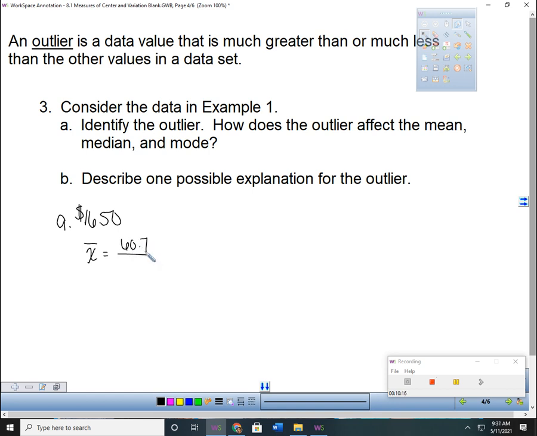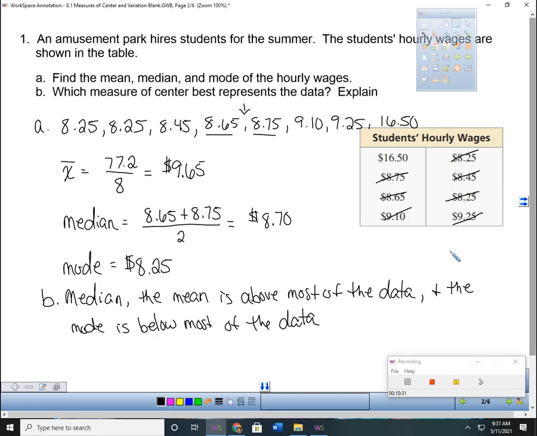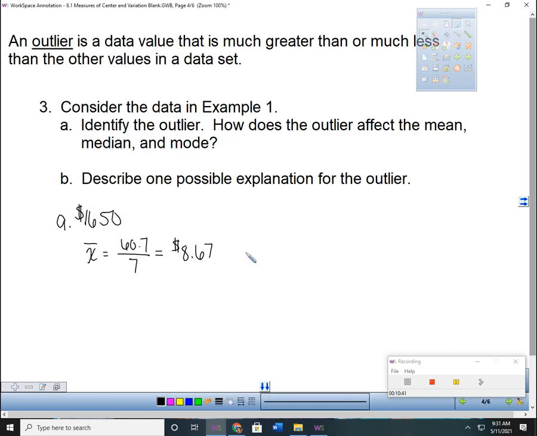And then instead of dividing by 8, since we removed one value, we will divide by 7. That would give us $8.67. All right, so if you look back at your data here, our average with the 16.50 is 9.65. So if I look, taking the 16.50 out decreases it by 98 cents. So our average decreases 98 cents when we take out the 16.50.